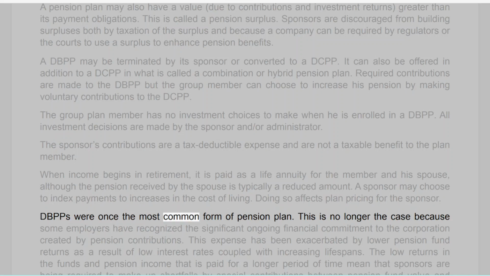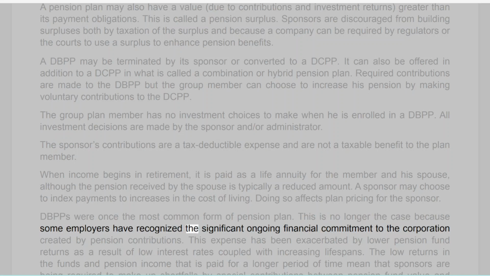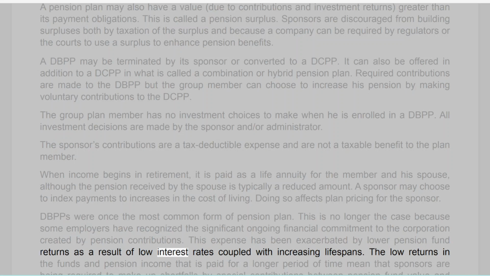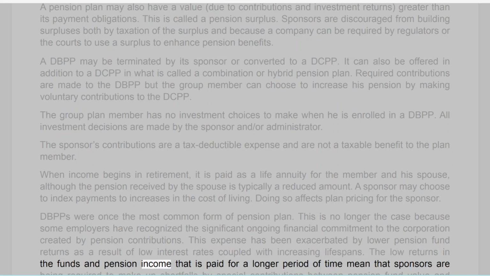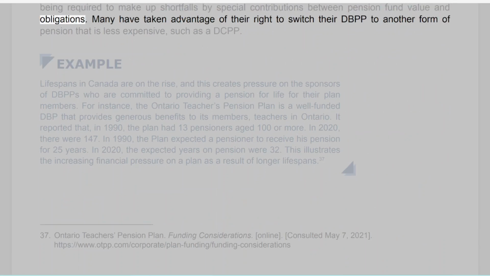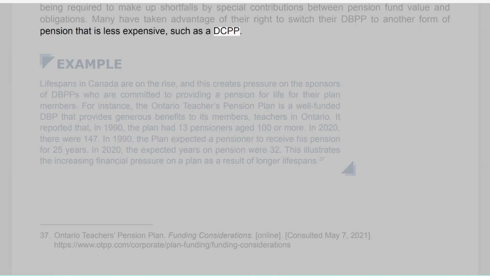DBPPs were once the most common form of pension plan. This is no longer the case because some employers have recognized the significant ongoing financial commitment to the corporation created by pension contributions. This expense has been exacerbated by lower pension fund returns as a result of low interest rates coupled with increasing lifespans. The low returns in the funds and pension income that is paid for a longer period of time mean that sponsors are being required to make up shortfalls by special contributions between pension fund value and obligations. Many have taken advantage of their right to switch their DBPP to another form of pension that is less expensive, such as a DCPP.